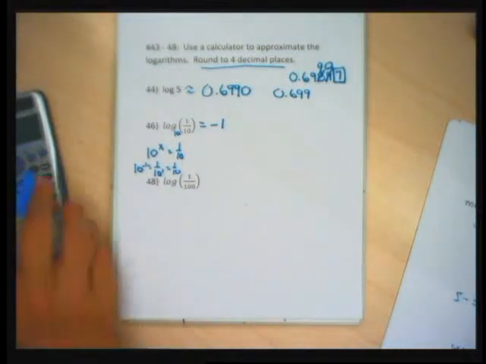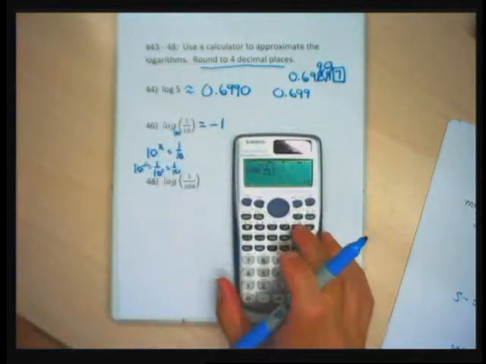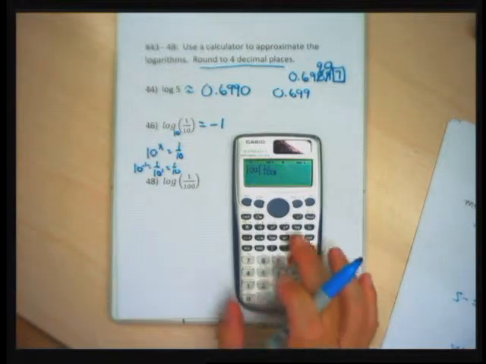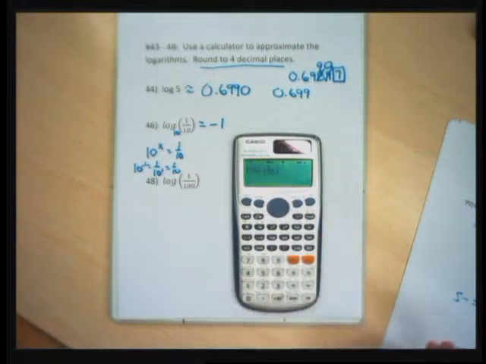Similarly, 48 would be something I could do without my calculator, but I have it handy, I might as well use it. So the log of 1 over 100, close out my parentheses, is -2.